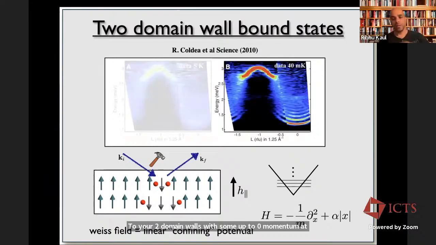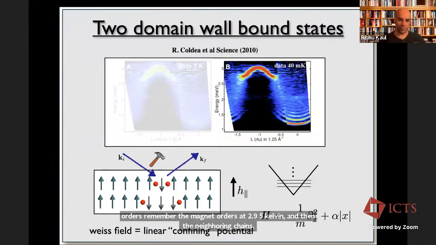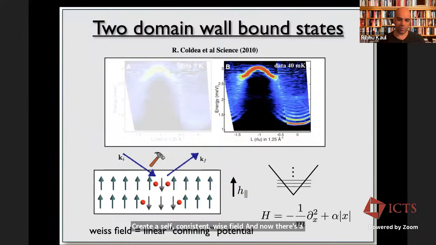But this changes when you go down to very low temperature. When you go from 5 Kelvin to 40 millikelvin, the magnet orders; remember, the magnet orders at 2.95 Kelvin. And then the neighboring chains create a self-consistent Weiss field. And now there's a very beautiful piece of physics: if you think about these two domain walls, as you move them further away from each other, they experience a linear potential, because the number of spins that are overturned against the Weiss field increases linearly as they separate.